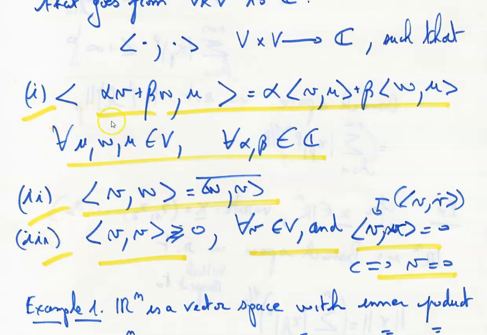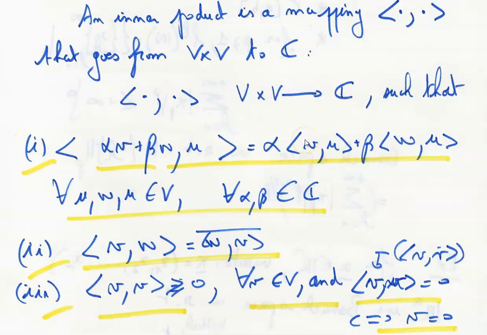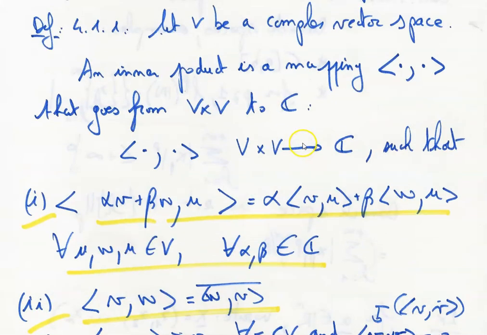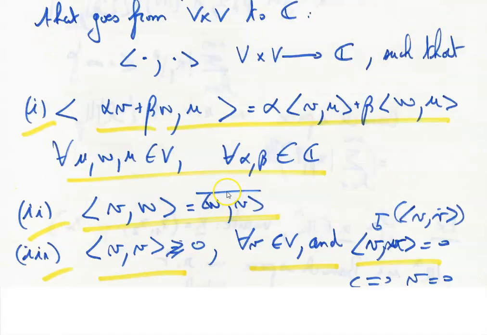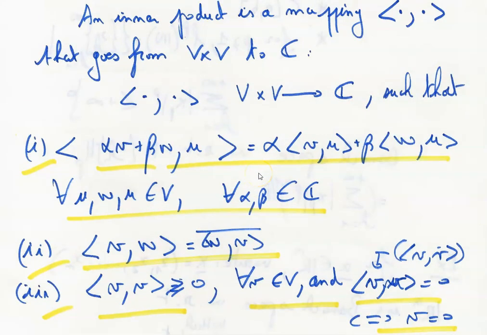So the first property is the following. Whatever u, v, w in the vector space, and whatever alpha and beta in the complex field, the scalars, we have that the inner product of alpha v plus beta w with u is alpha times the inner product between v and u, plus beta times the inner product between w and u. This is the first property to verify each time you want to check that you have an inner product.